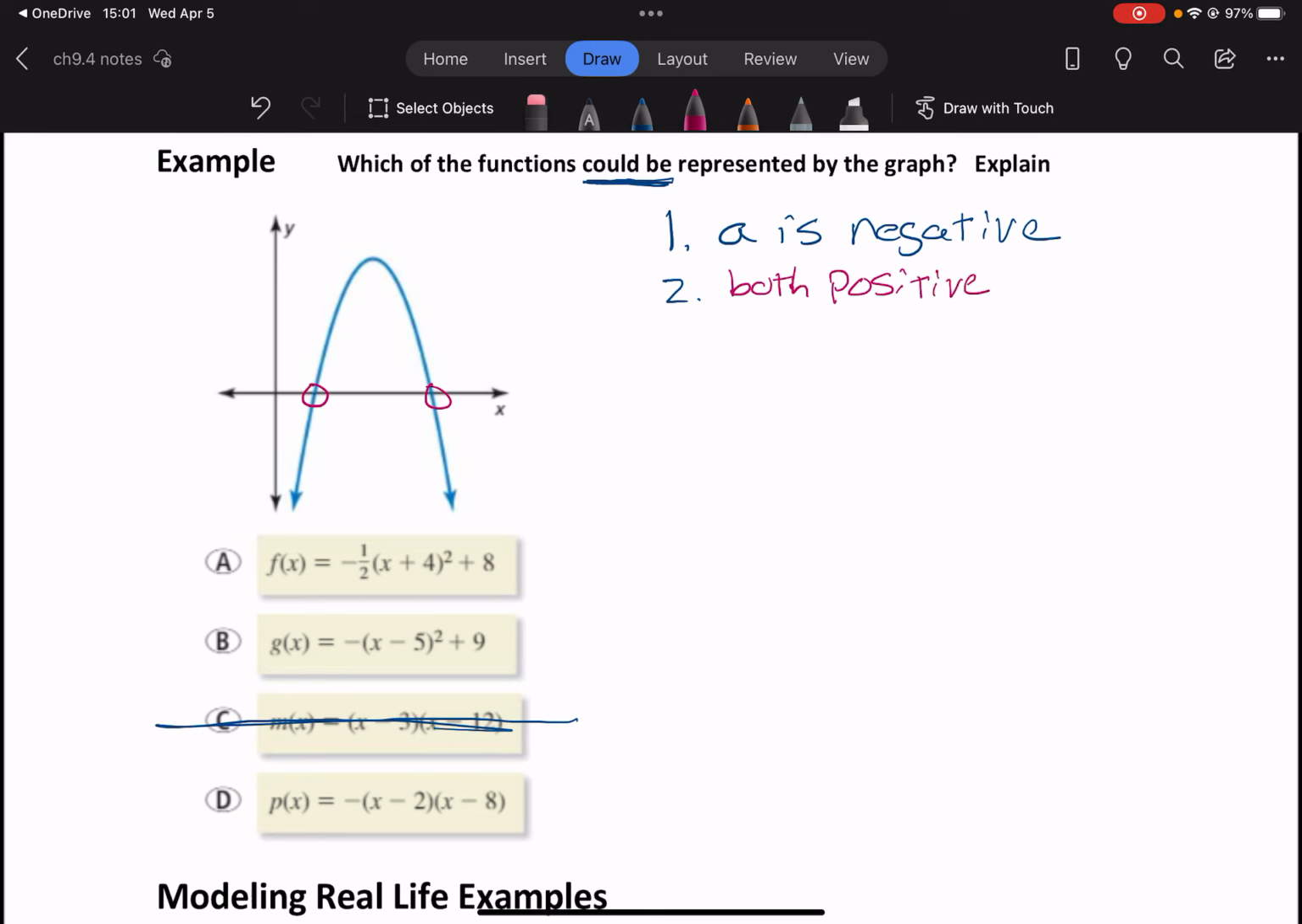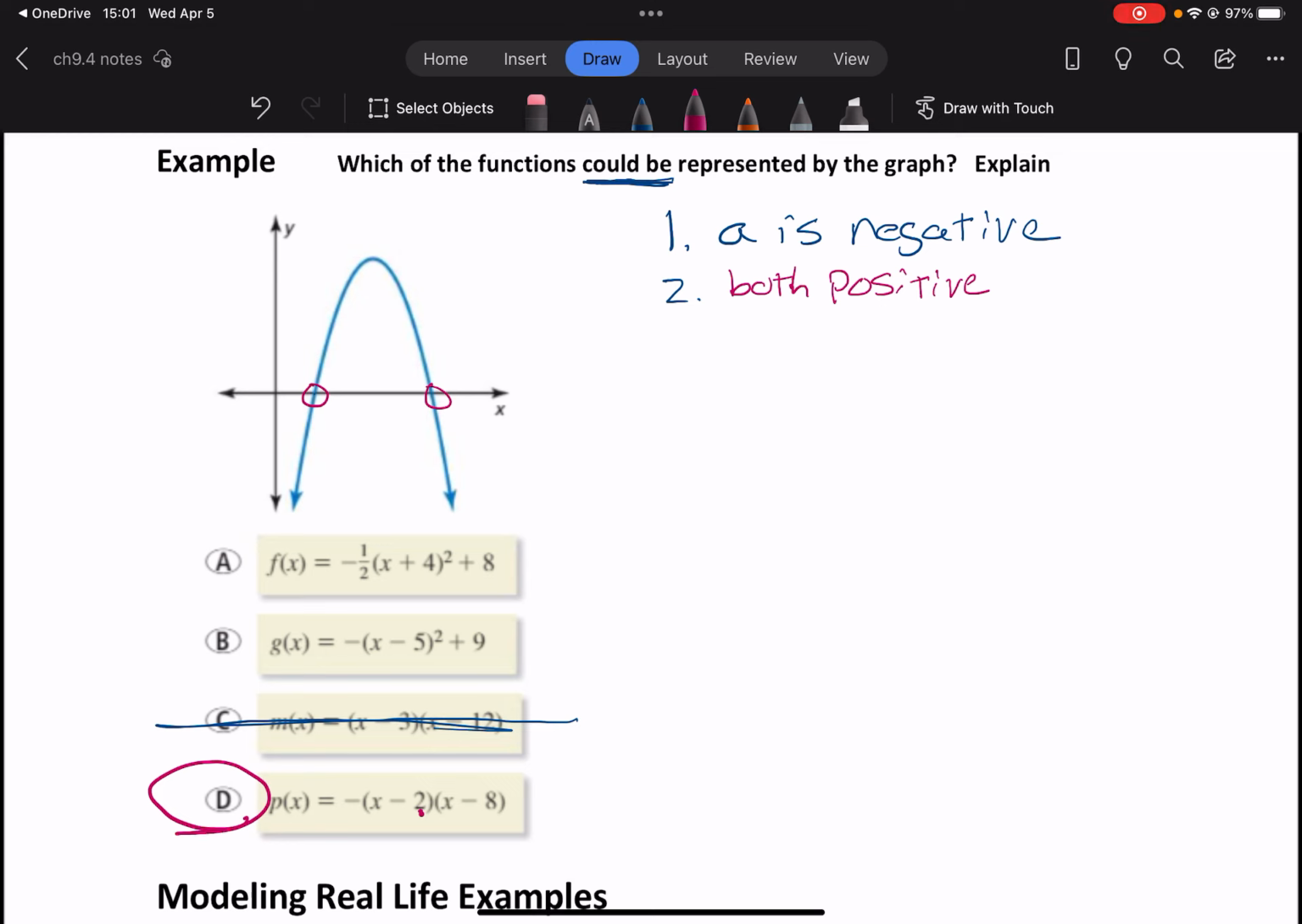Okay, so I need to know which ones are going to have positive x-intercepts. So if I look at D, that's a negative 2 on the inside. So that's going to be a positive, so that's good. Negative 8, that's positive. So I know D could be one of my answers.